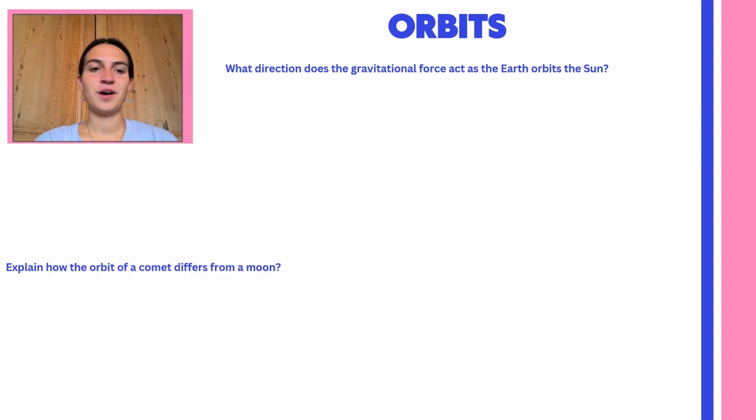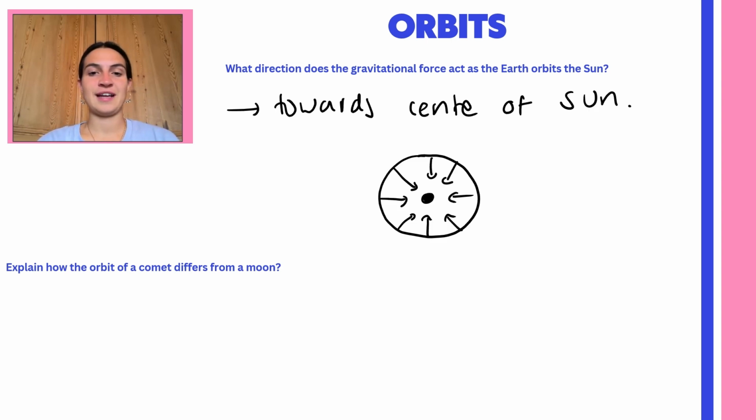Okay, question number 1. What direction does gravitational force act as the Earth orbits the sun? So towards the centre of the sun. That big ring there is the orbit that my Earth is taking, and that black dot in the centre is my sun, and all those arrows show the direction of the force at any point, always towards the centre of that circle, towards the sun.